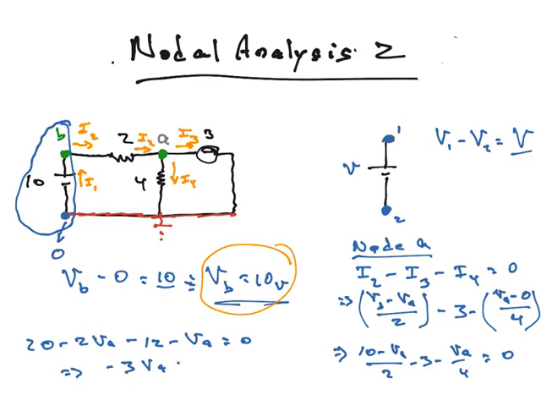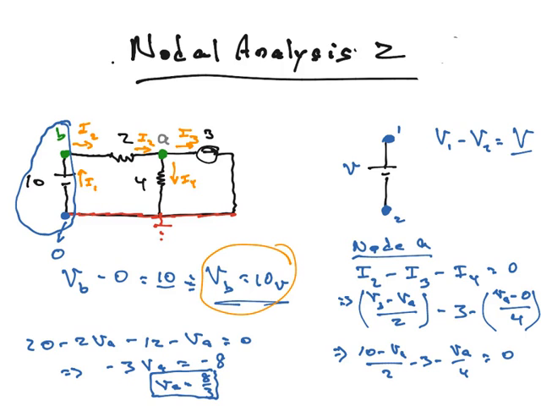Minus 3VA is equal to minus 8, so VA is equal to 8 over 3. And now we know the voltage at A is 8 over 3. So that didn't really hurt too bad.